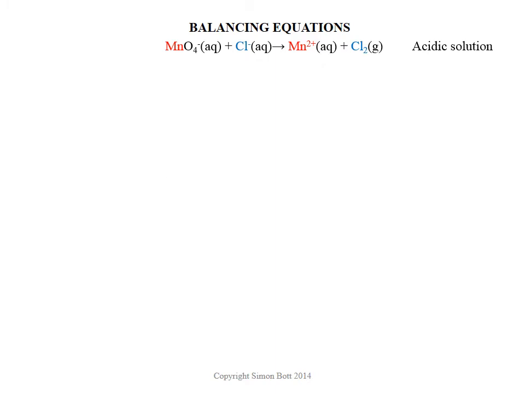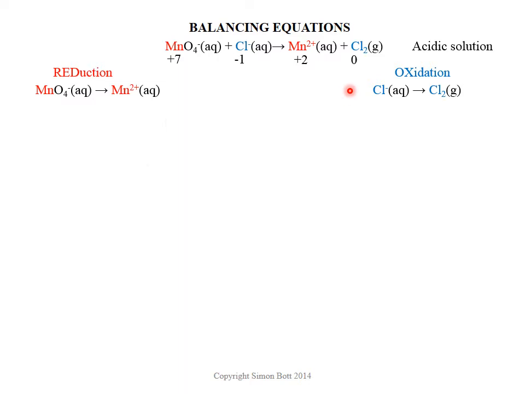Let us assign oxidation numbers though. So the manganese there is +7, the Cl is -1, the manganese is +2, and the Cl2 is 0. Switch those around, never mind. Break out the half equations, reduction and oxidation. The reduction: manganese goes from 7 to 2, it's reduced. Oxidation: chloride goes to chlorine, -1 to 0.